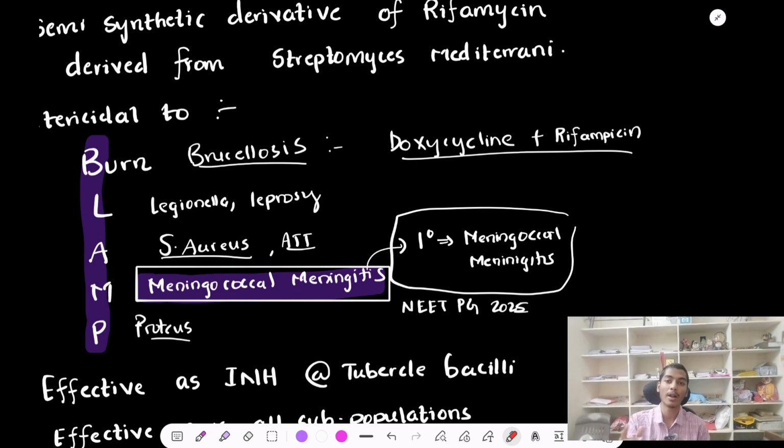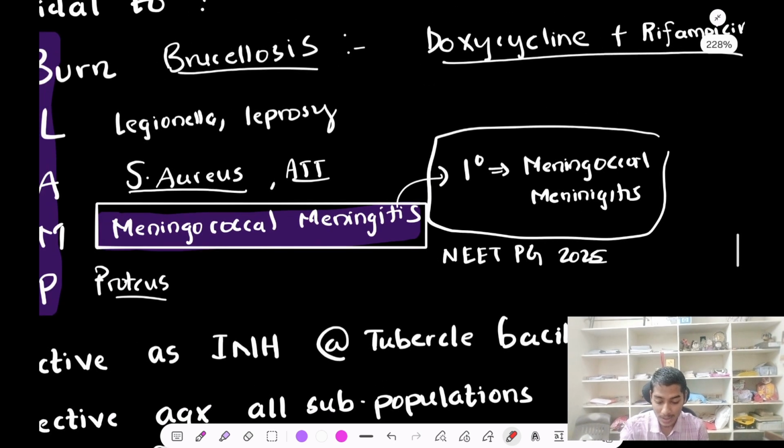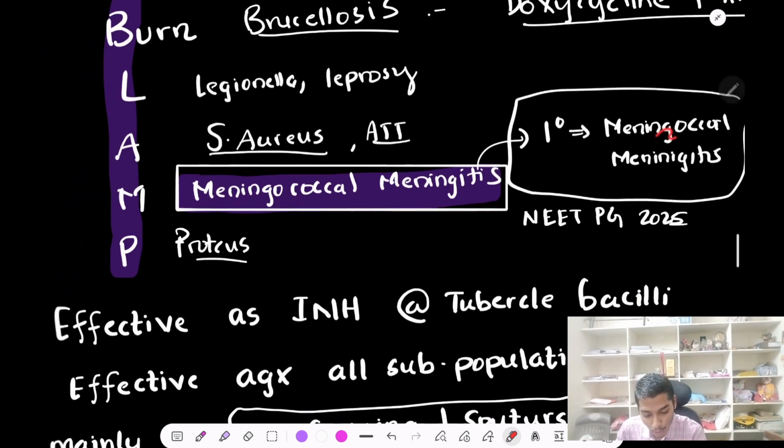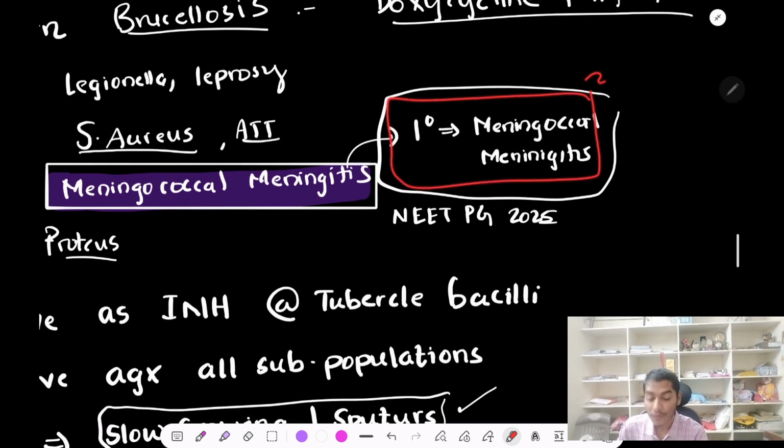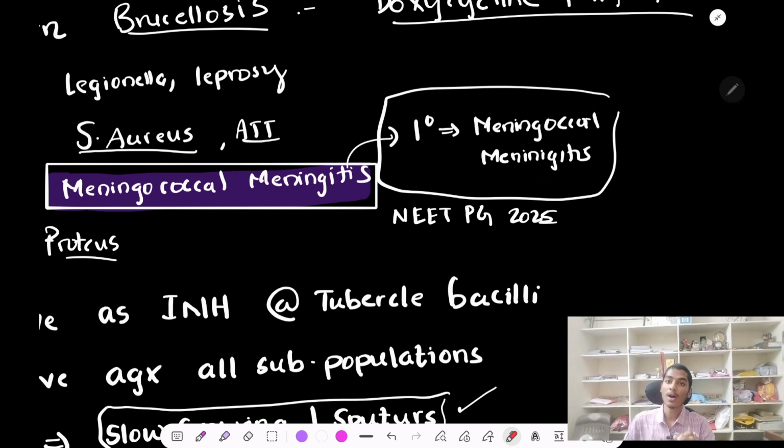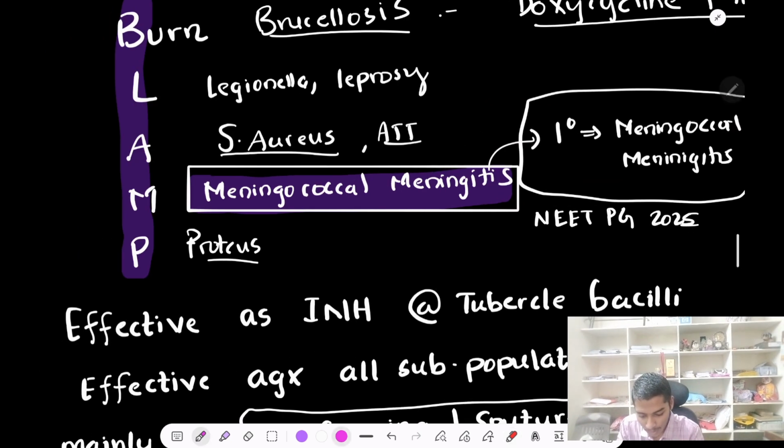M is very important, and it's a NEET PG 2025 question that you can see here. It is used for the prophylaxis of meningococcal meningitis. The question was, what is the drug used for chemoprophylaxis of meningococcal meningitis? A case was given with neck stiffness and all the symptoms of meningitis pointing towards meningococcal meningitis. The options were ampicillin, doxycycline, some other drug, and rifampicin. So do remember, rifampicin is used for the prophylaxis of meningococcal meningitis.